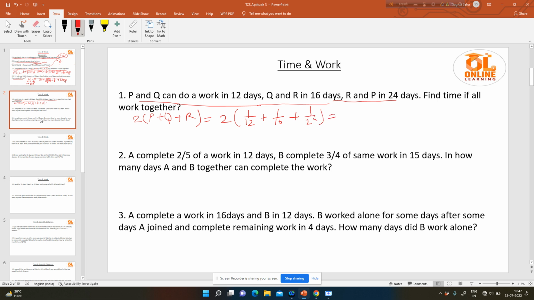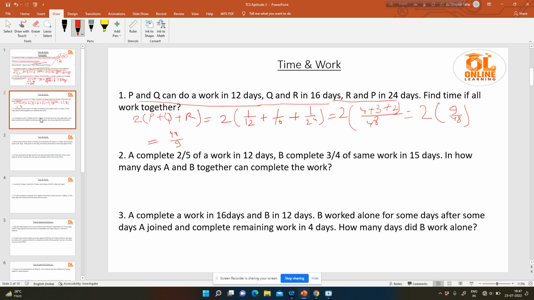If we solve this, 48 would be the LCM. Then it would be 4 plus 3 plus 2. So 4 plus 3 is 7, plus 2 is 9, 9 by 48. So if there are 2P plus 2Q plus 2R, they can complete the work in 48 by 9 days.